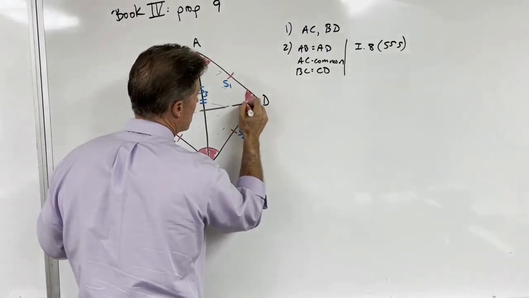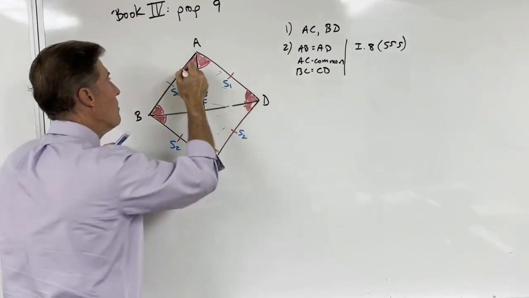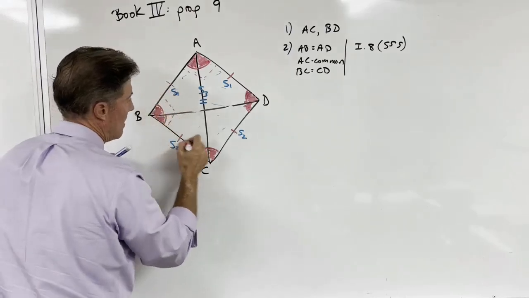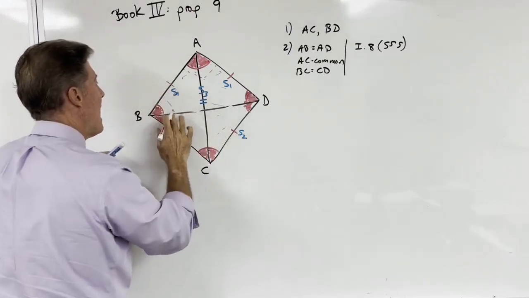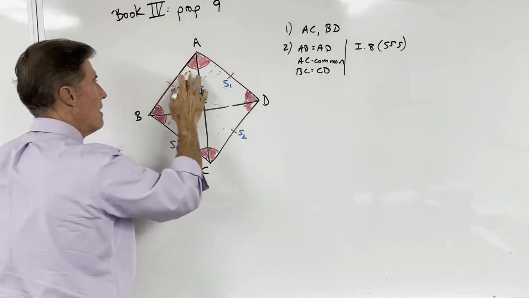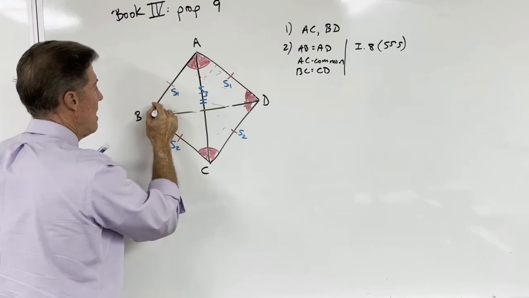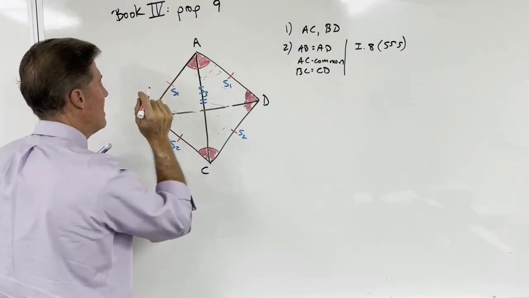And when we remember that this started out as a square, right? This was a right angle. This was a right angle. They're all four right angles. So half of right angles are still equal. In fact, we know this is a 45-degree angle. But we know that this angle and this angle are equal.